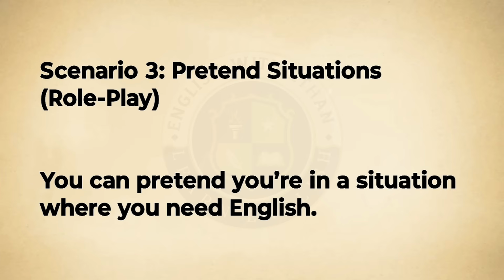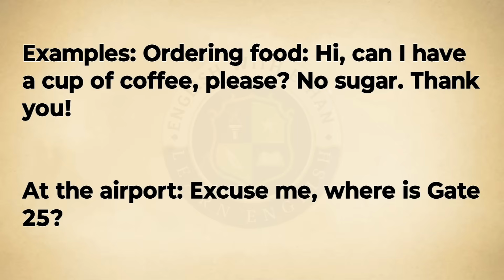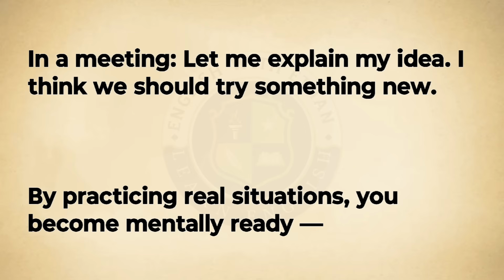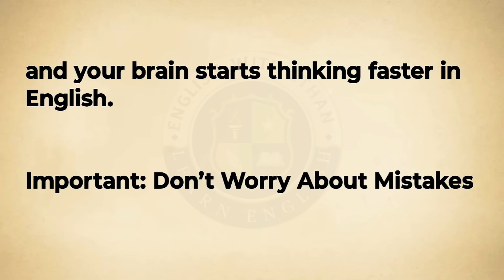Scenario 3. Pretend situations. Role play. You can pretend you're in a situation where you need English. Examples. Ordering food. Hi, can I have a cup of coffee, please? No sugar. Thank you. At the airport. Excuse me, where is gate 25? In a meeting. Let me explain my idea. I think we should try something new. By practicing real situations, you become mentally ready, and your brain starts thinking faster in English.